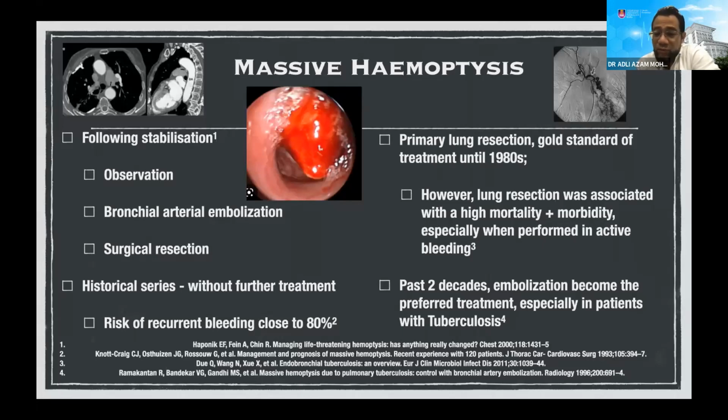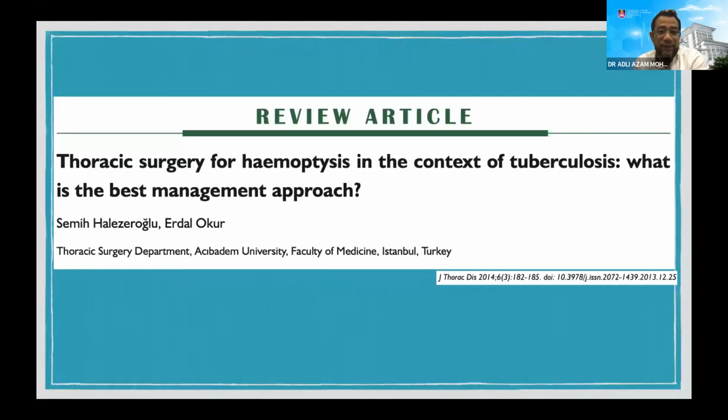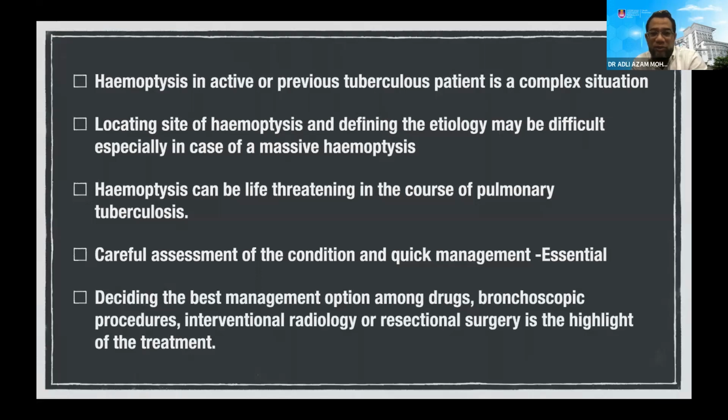However, in the past 2 decades, embolization became the preferred treatment, especially in patients with tuberculosis. This is one of the recent articles by the Turkish group talking about hemoptysis in the context of TB. What is the best management approach? In short, they mentioned that hemoptysis in TB is a complex situation. Locating the site of hemoptysis and defining the etiology may be difficult, especially in cases of massive hemoptysis. It can be life-threatening, and the cause is primary tuberculosis.